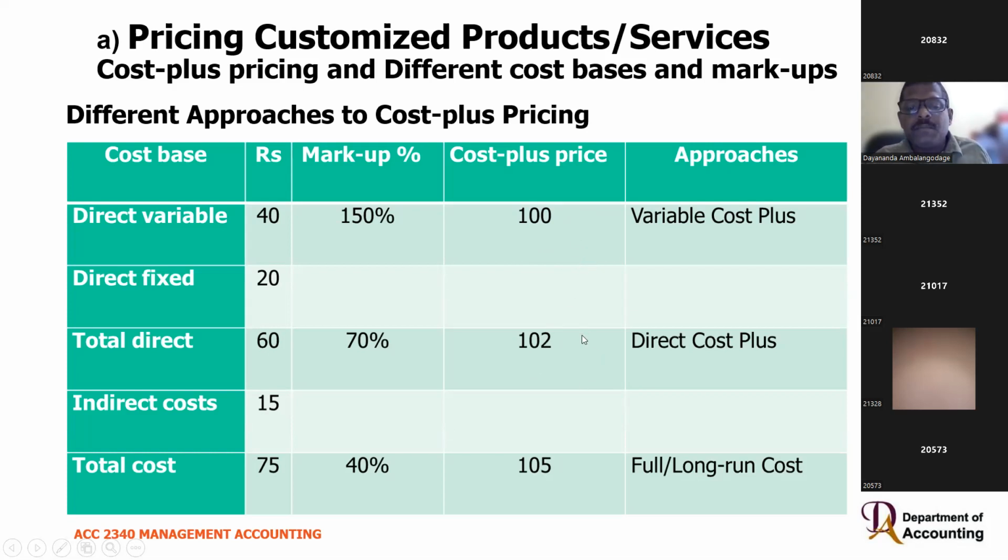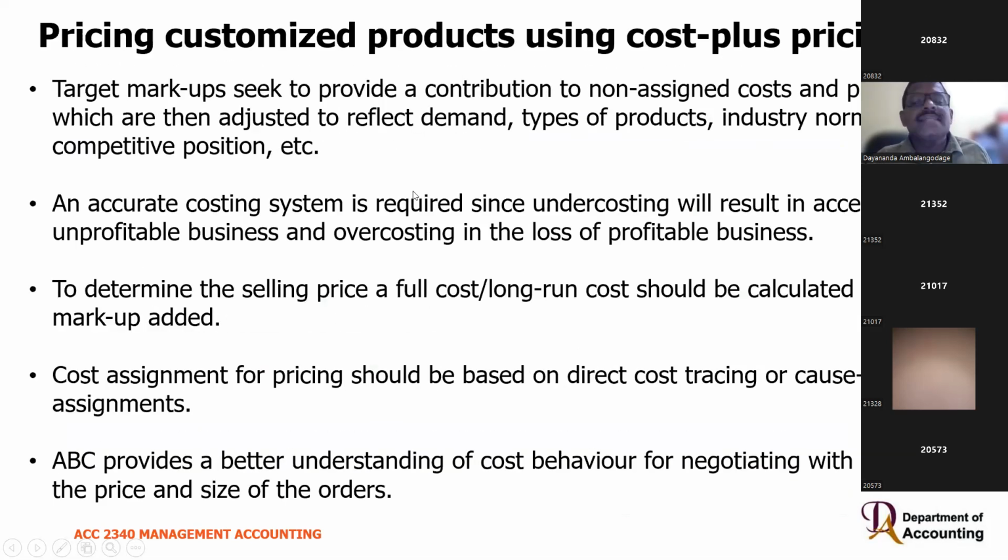So once you decide the price based on cost plus pricing in the longer run, you can adjust to reflect demand, types of products, industry norms, competition position. That means once you decide the price based on the cost information, other factors may help you to adjust. Other factors means what we discussed in the factors influencing pricing decisions.